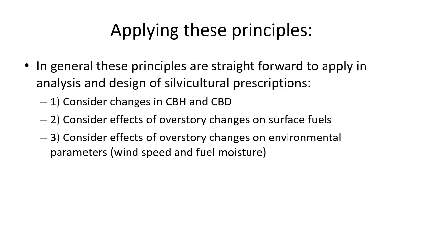So overall, these principles we've laid out are somewhat straightforward to apply and design from a silvicultural perspective, and creating a prescription. Right, we need to think about how our prescription is going to change the canopy base height and the canopy bulk density. We need to carefully consider how we might change the surface fuel load depending on our logging and sort of slash approach. And then we also need to consider the effects of changing that overstory on environmental parameters, including wind speed, which we've discussed, but fuel moisture I haven't mentioned yet.